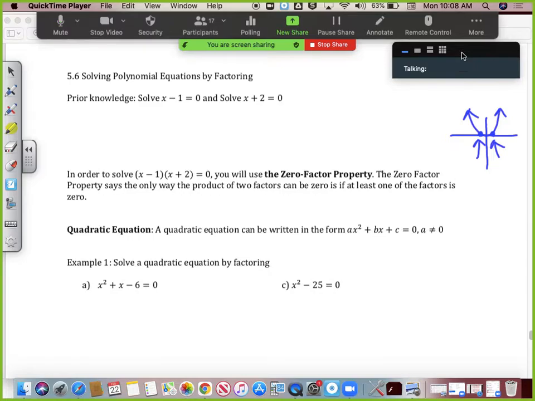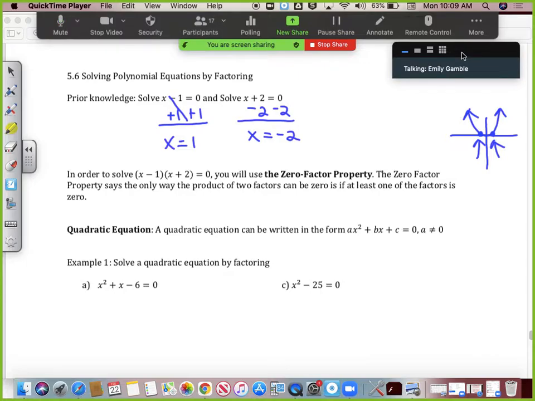x-axis. And one of the prior things you will have to know for this is how to solve simple little equations like x minus 1 equals 0 and x plus 2 equals 0. So to solve something like this, obviously you would just complete the opposite operation. The opposite of minus 1 is plus 1. So this would be x equals 1, since 0 plus 1 is 1. To solve this one, we would subtract both sides by 2. 0 minus 2 is negative 2.